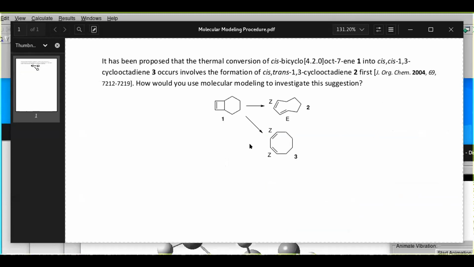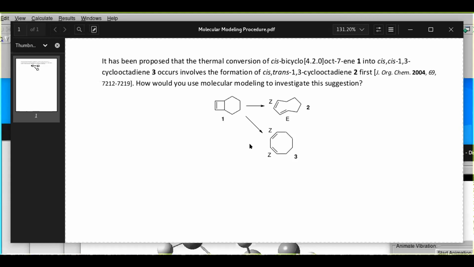And I would never choose semi-empirical methods. I would always choose something a little more involved than that, like density functional theory with a good basis set, like a double zeta basis set, like 6-31G with polarization functions. So I'd always choose a good density functional theory method with a good basis set to do these calculations.